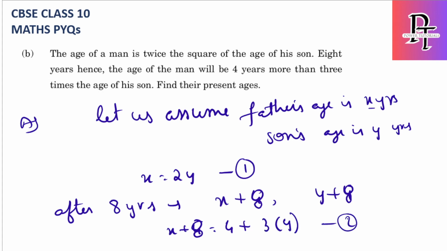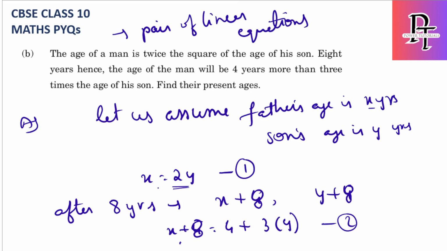Okay, this is the second condition. This does not belong to quadratic equations, it belongs to the pair of linear equations chapter, where you just replace x with 2y to solve this question. So I'm not solving this here. Quadratic equations would need something like x into y equal to something, the product of the ages of father and son. Here it is just x is equal to 2y and x plus 8 is equal to 4 plus 3y. So simply substitute x is equal to 2y: 2y plus 8 is equal to 4 plus 3y, you will get the y value, then substitute to get the x value.